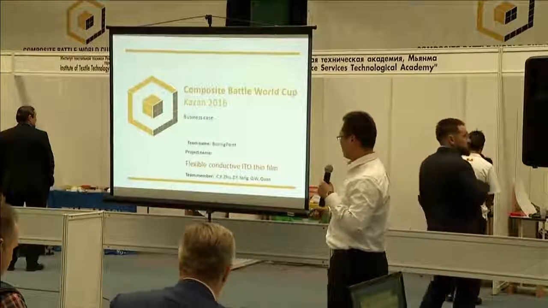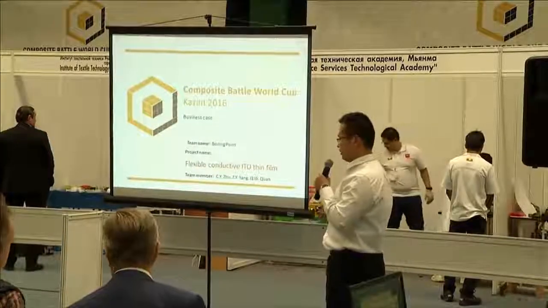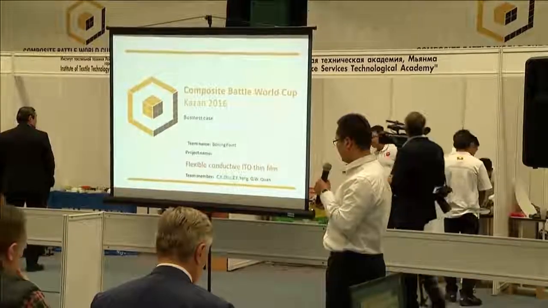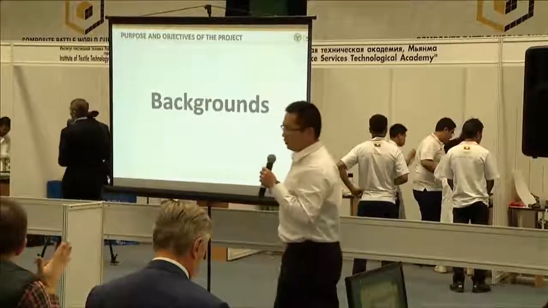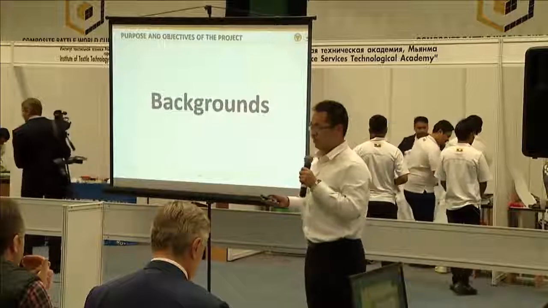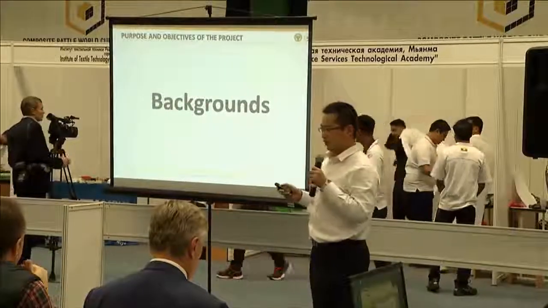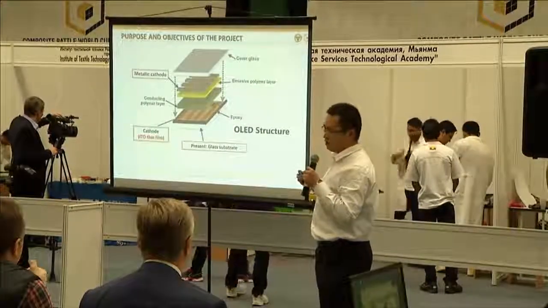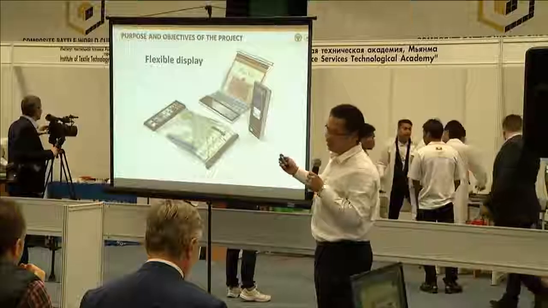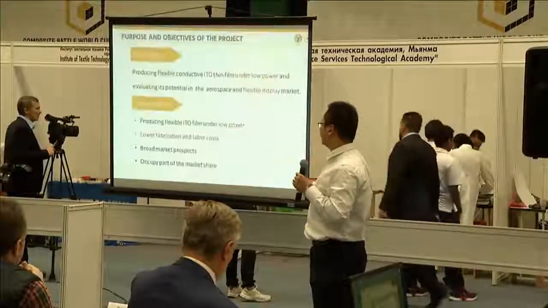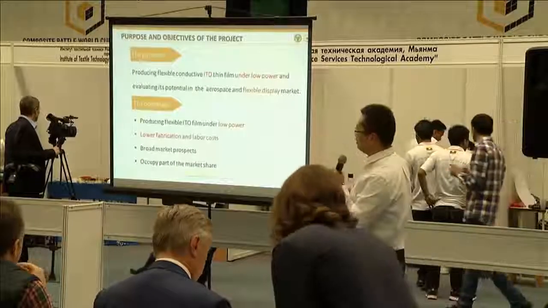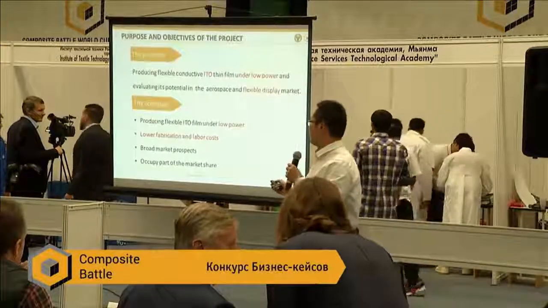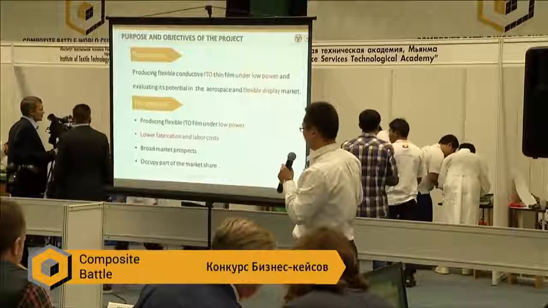Our project is flexible conductive ITO thin film, which is based on our research. So what is ITO film? ITO film is a kind of composite material which is widely used on OLED flexible display devices. So our purpose is producing flexible conductive ITO thin film under low power and evaluating its potential in the aerospace and the flexible display market.